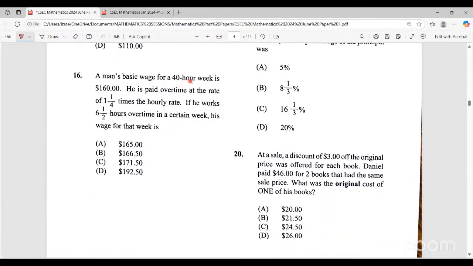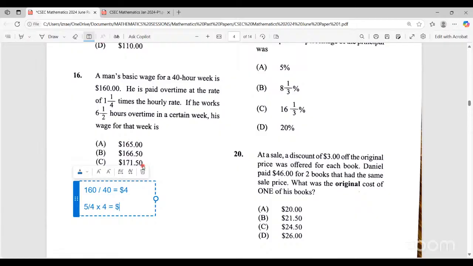A man's basic wage for a 40-hour week is $160. He is paid overtime at the rate of 1.25 times the hourly rate. If he works 6.5 hours overtime, his wage for that week is? So we're going to do a little bit of math for that one. 160 divided by 40 will give you $4 per hour. That's your basic. So overtime is 1.25 multiplied by $4 to give you $5 per hour. That's overtime.